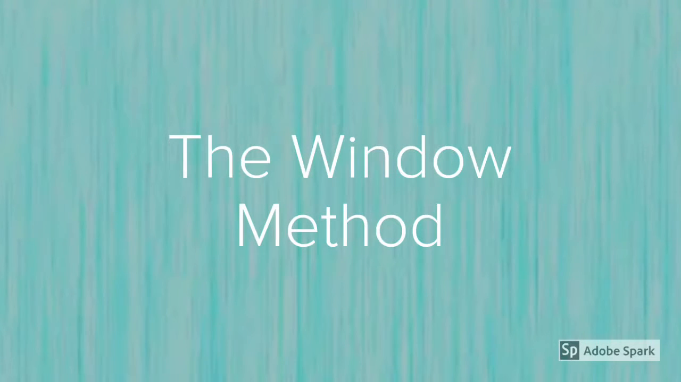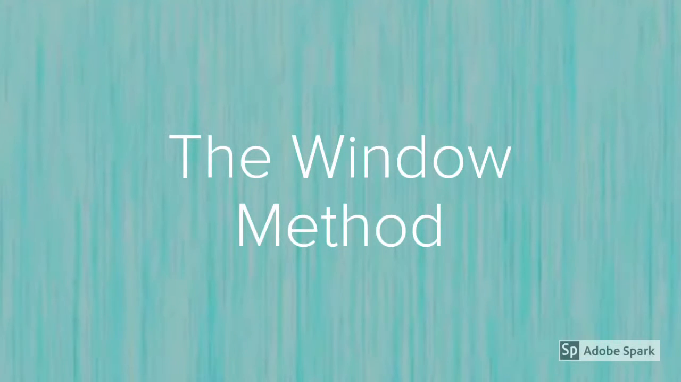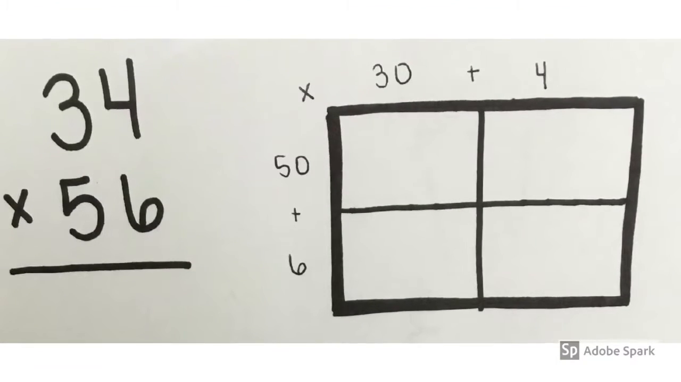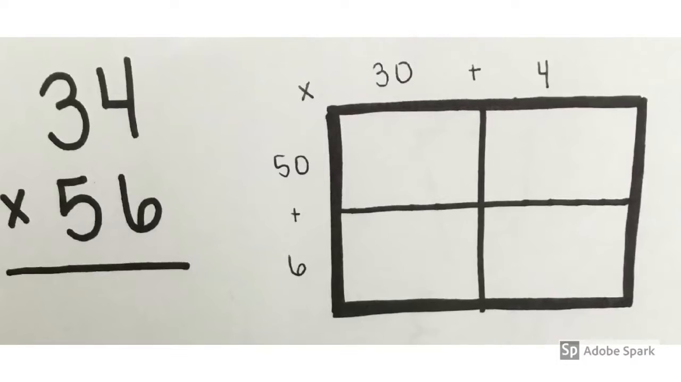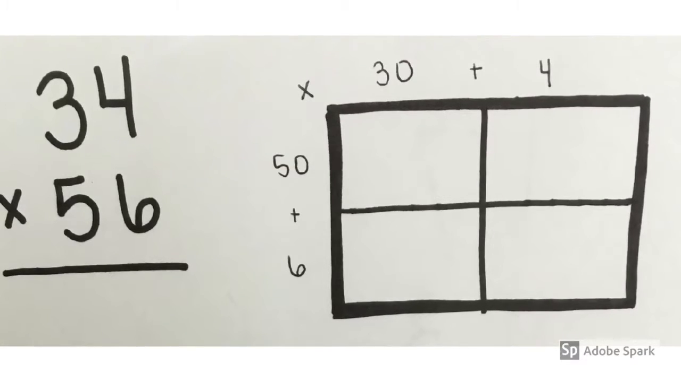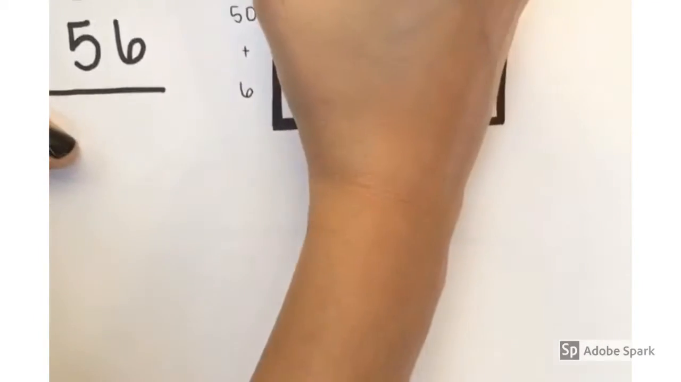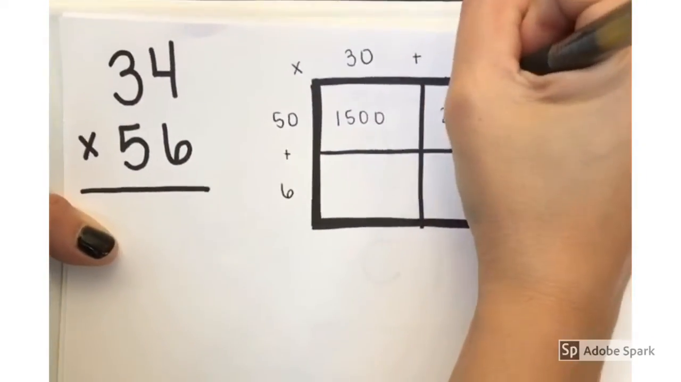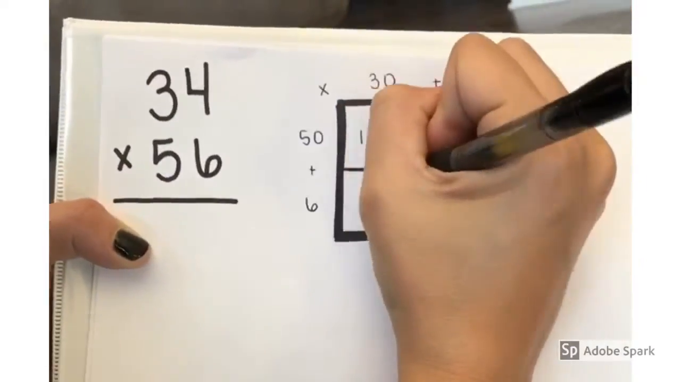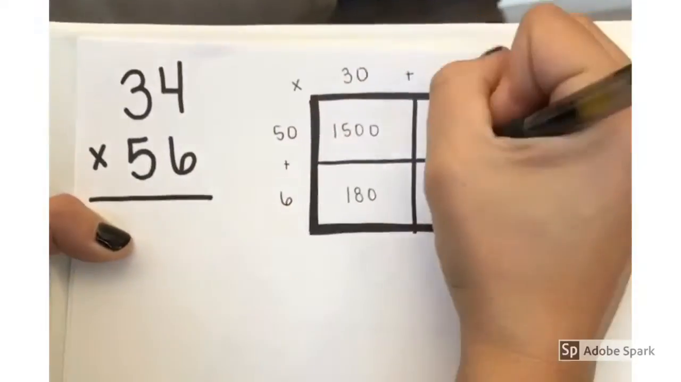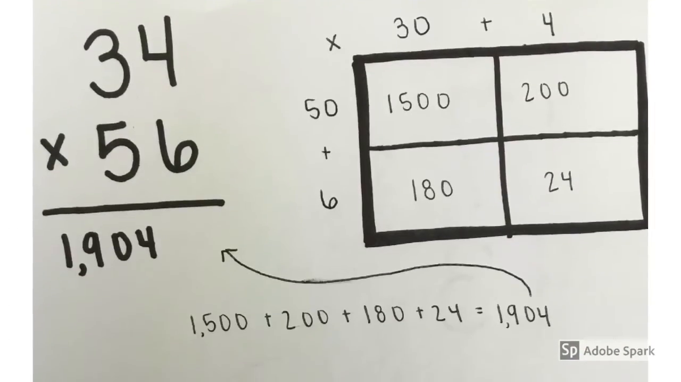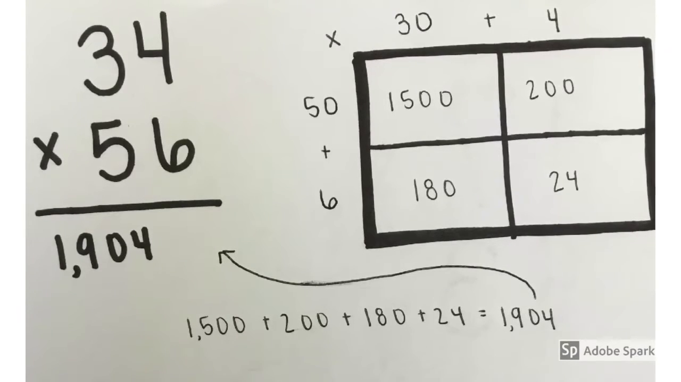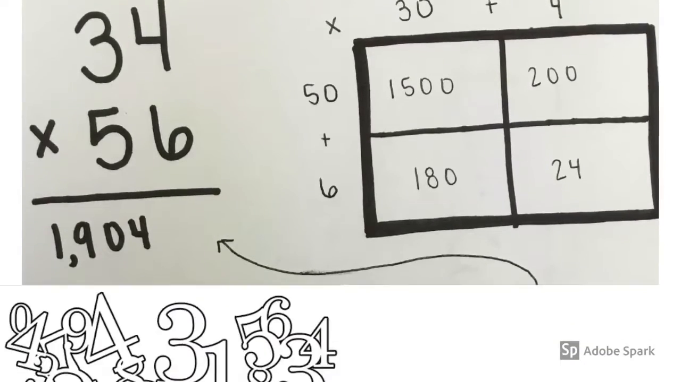Our last multiplication strategy is the window method. Similar to the lattice method, we must set up a 4x4 box and split up our problem by tens and ones over each of the boxes. The next step is to multiply just like we did in the lattice method and write the products in each box. Lastly, we need to add all of the products together to get our final product of 1,904.